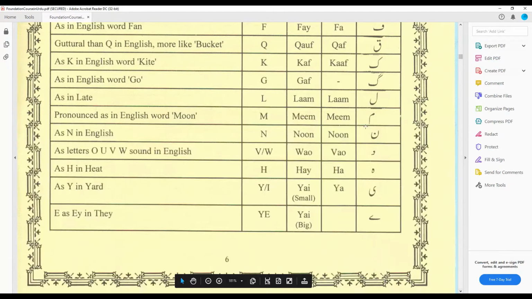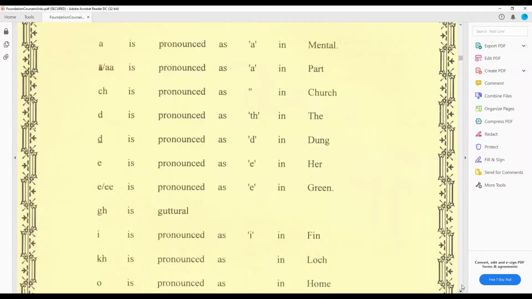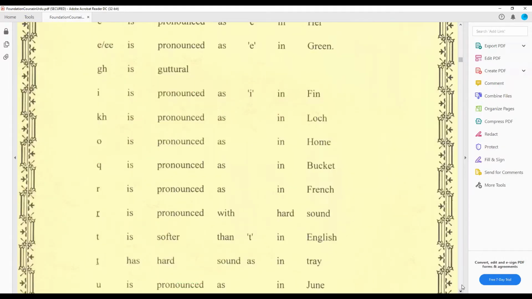Noon, wow, hey. This one is small A and big A. Excellent. So you know your alphabet. We will move forward. No need of this. Let's know already.